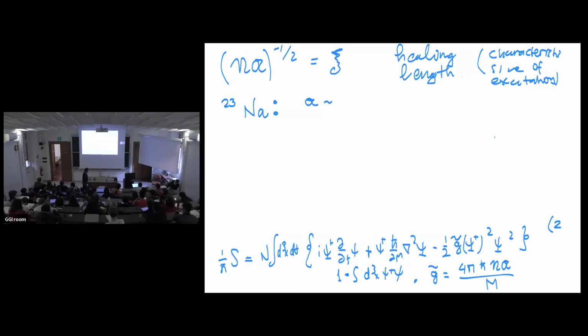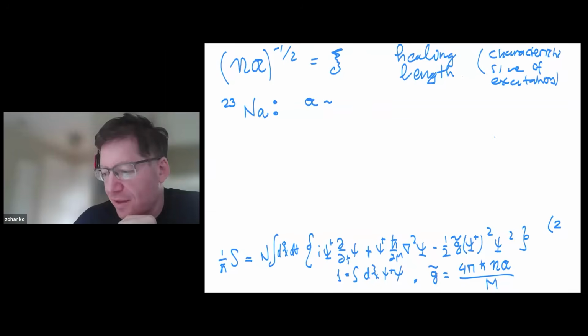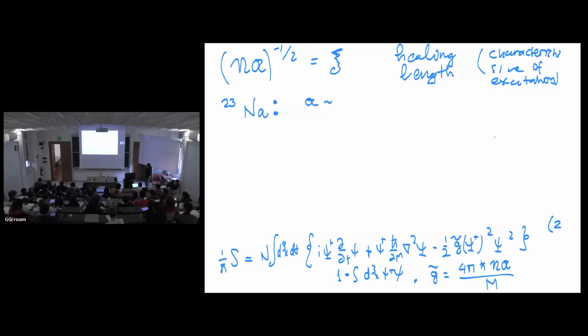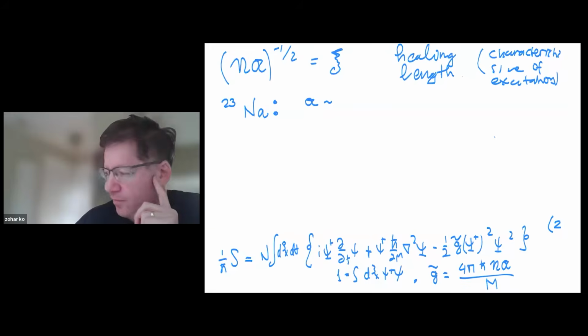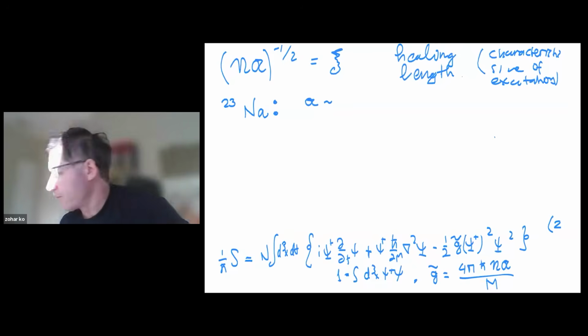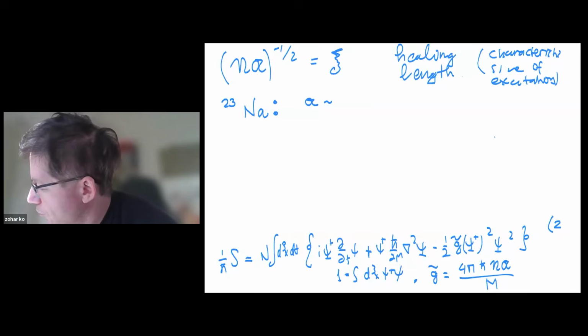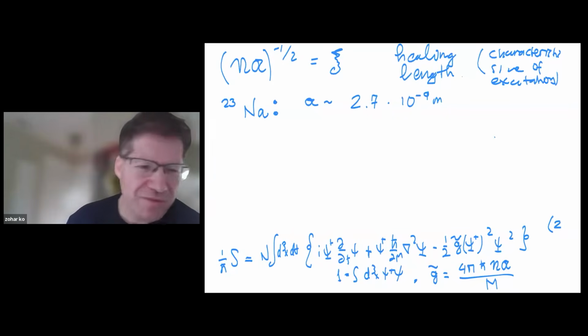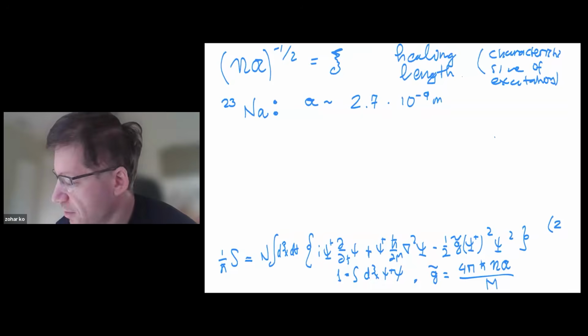Well, the size of a sodium atom is like 10 to the minus 9, 10 to the minus 10. They don't really have any long range interactions. These are neutral atoms. These are completely neutral atoms. So it's actually 2.7 times 10 to the minus 9 meters. It's super short range. They just have to collide head on to feel each other.